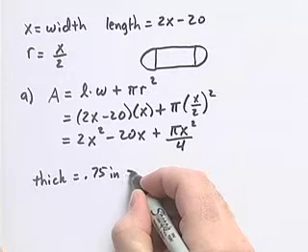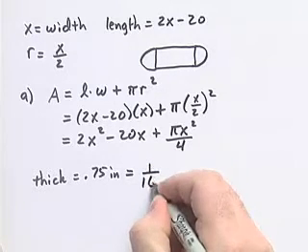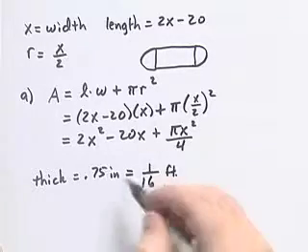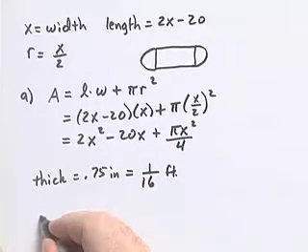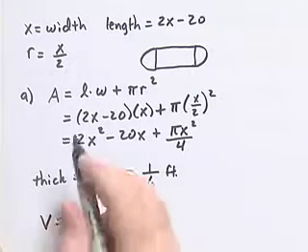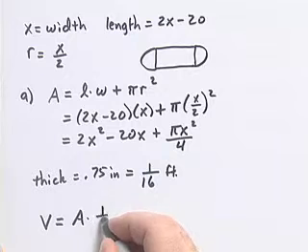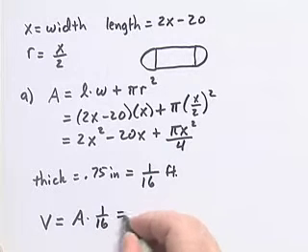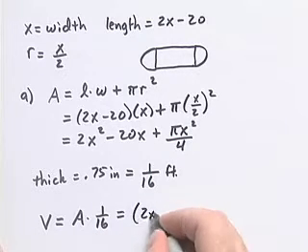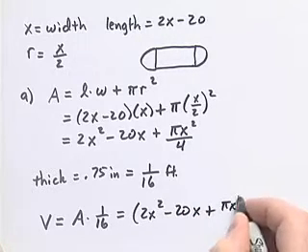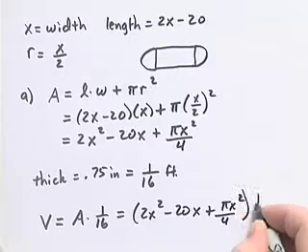And 0.75 inches turns out to be 1/16 of a foot. So we have all the same units here. To get the volume, we just need to multiply the area by the thickness. So the area times 1/16, we'll have 2x squared minus 20x plus pi x squared over 4, all of that times 1/16.